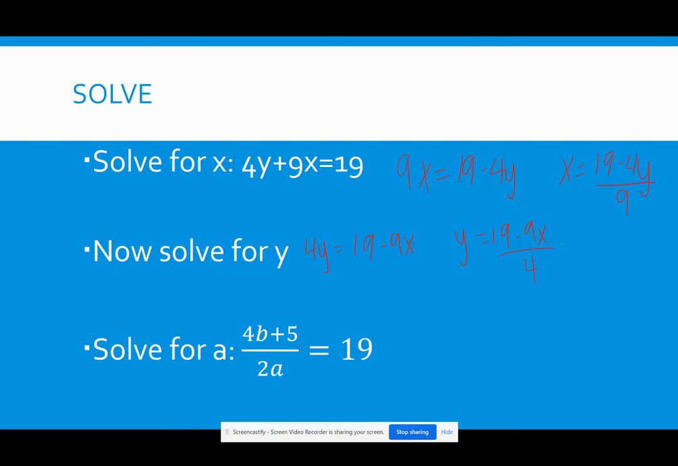For this problem, we want to solve for a. So I know that I can't do anything to the numerator in a fraction. There's nothing you can do. So we want to be able to get rid of the denominator. To get rid of the denominator, we multiply both sides by 2a. So I'll have 4b plus 5 equals 2 times 19 is 38a. Now I want a alone, so I'll divide by 38. 4b plus 5 divided by 38 gives me my a.